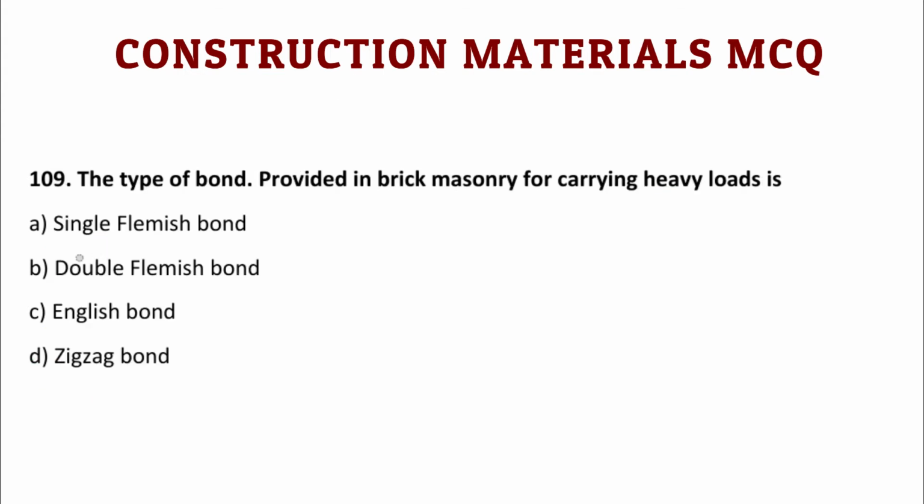So next question, the type of bond provided in brick masonry for carrying heavy loads, option A single Flemish bond, option B double Flemish bond, option C English bond, option D zigzag bond. So the correct answer is option C English bond.